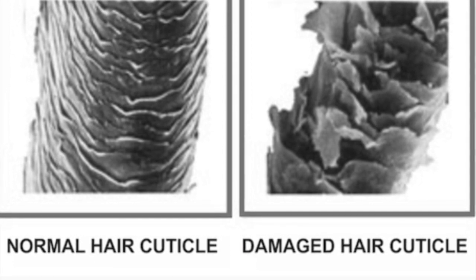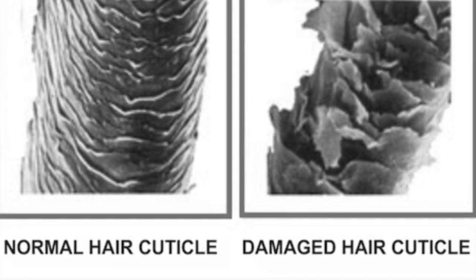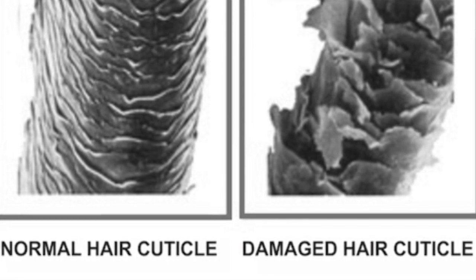So here is a picture of a normal hair cuticle versus a damaged hair cuticle under a microscope. Just by looking at it, you can tell that on the damaged hair cuticle, which looks like scales, there's no way moisture can be kept in those layers. Once you put it in there, it will just leave your hair. So conditioner is primarily used to temporarily smooth out any damage that you may have.